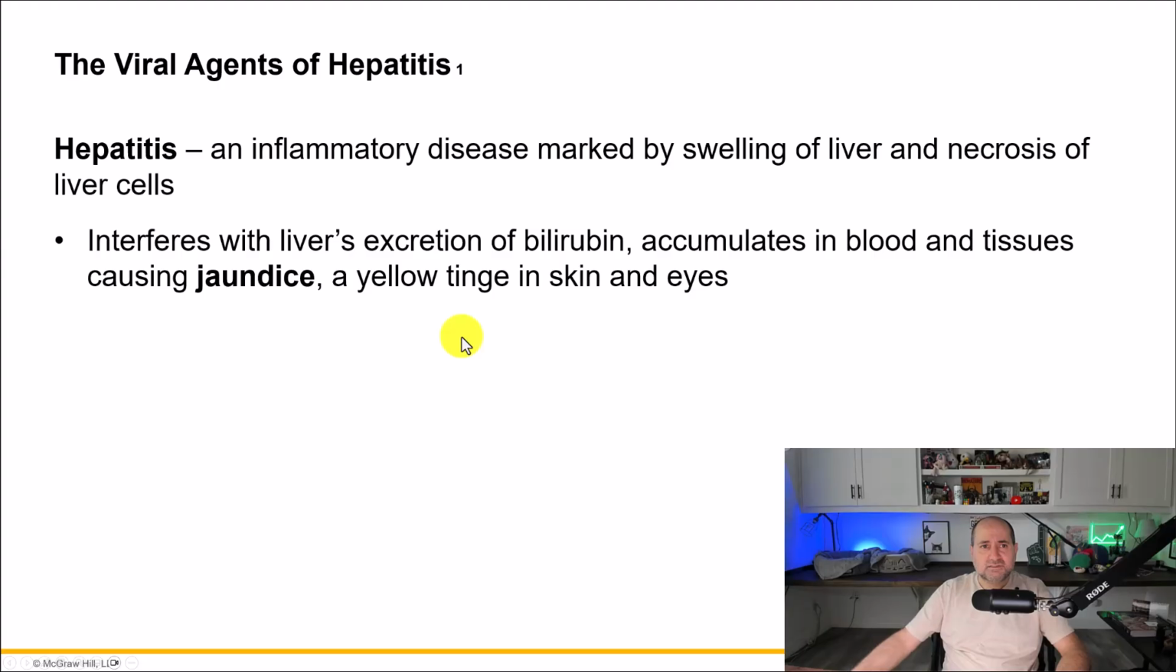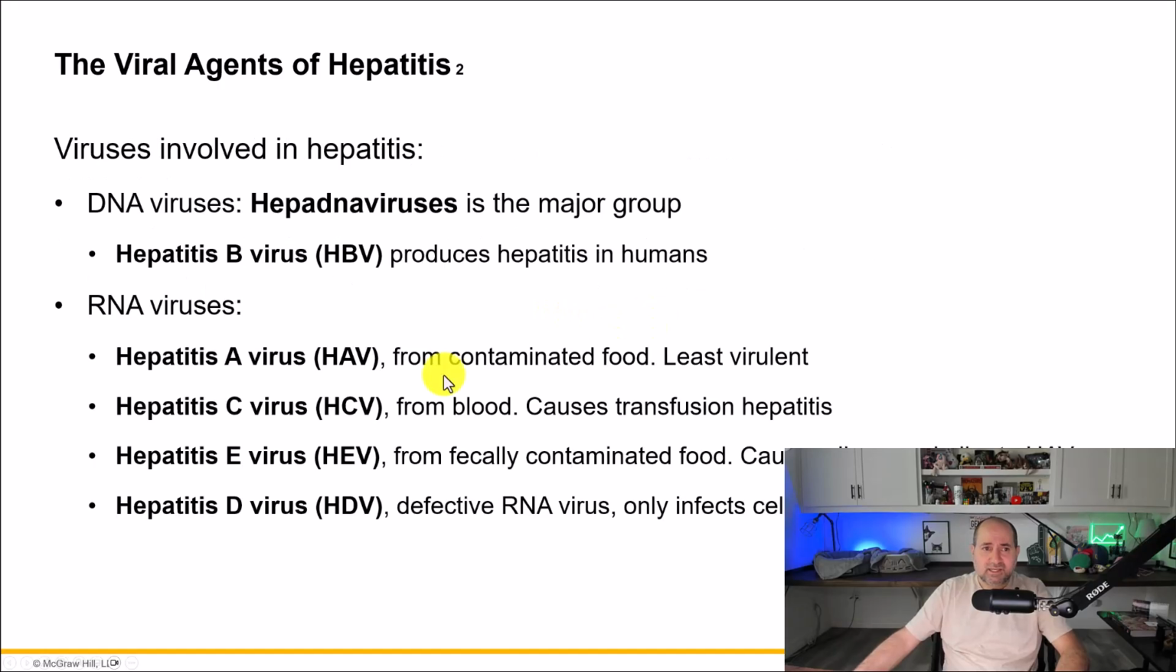And do you remember the hepatitis viruses, how they can interfere with the liver's function and the liver's ability to clear bilirubin, which is a yellow product that causes jaundice? Yellowing or yellow tinge in the skin and eyes. And I want you to remember that there are a bunch of different hepatitis viruses, but the only one with a DNA genome was hepatitis B. Remember, hepatitis B was the DNA genome virus that causes hepatitis. All the other hepatitis viruses are RNA viruses.